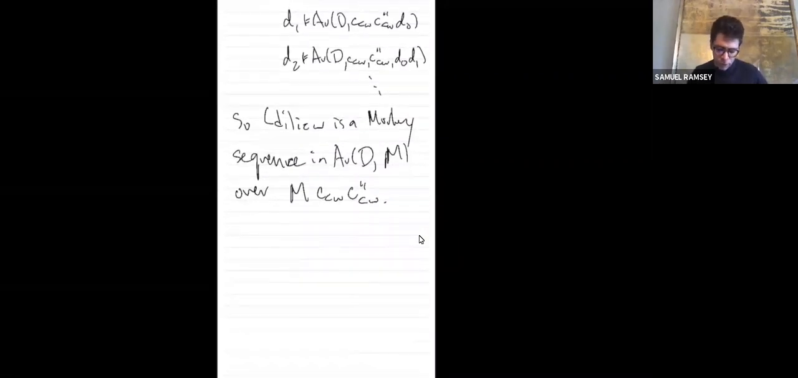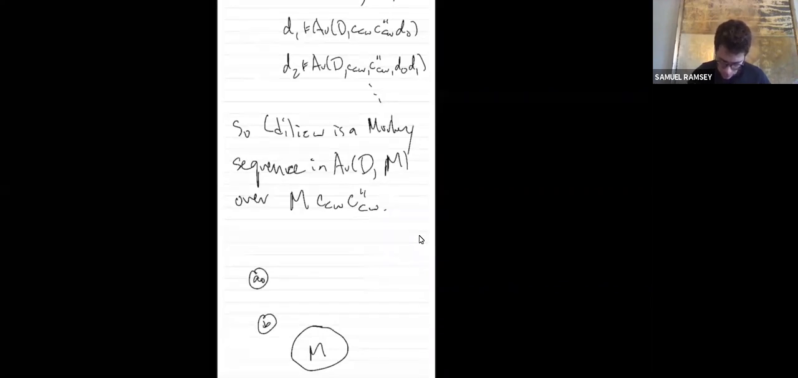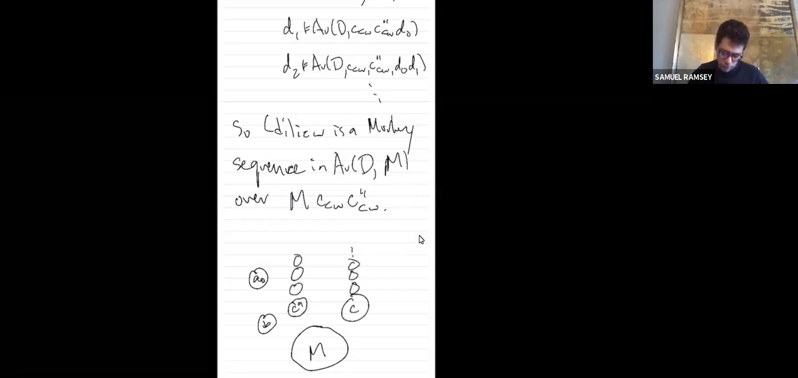Okay, so let's pause for a moment and just look at a picture of this. So again, we've got our model M, and we've got our B out here, and we've got our A0 here, and then we've got our two C's. We've got C prime prime, and we've got C. And what we did was we took two sequences, like this, both in the same average type over M.